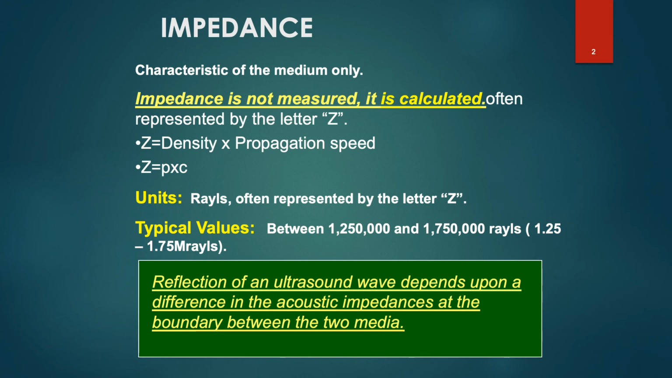Reflection of an ultrasound wave depends upon the difference in acoustic impedance at the boundary between the two media. If you have a small difference, some beams will make it in, some will go back. If you have a huge difference, virtually everything is reflected back, bouncing back to the medium it came from. So the size of the mismatch determines whether the sound beam is all going to reflect or whether some beams will make it in and some will go back.